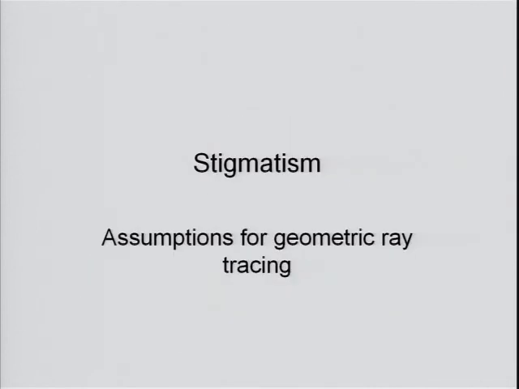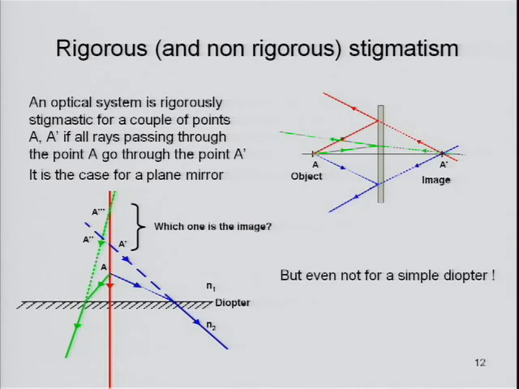So, stigmatism. It's basically the conditions, the assumptions we need to take into account if we want to be able to do geometric ray tracing, or the assumption under which geometric ray tracing is relatively correct.